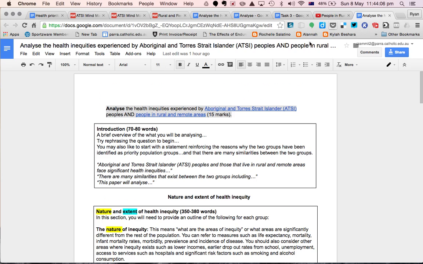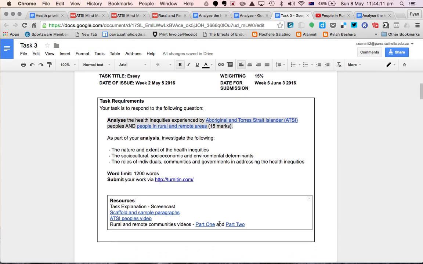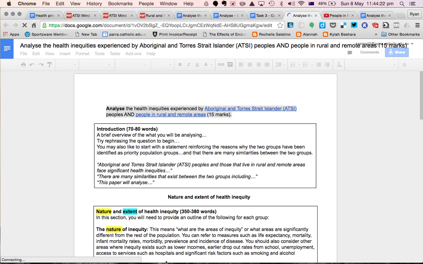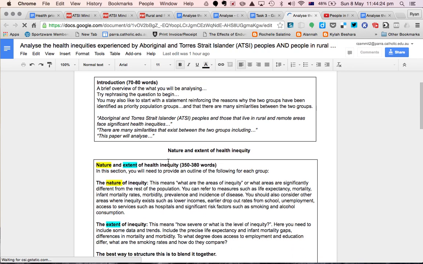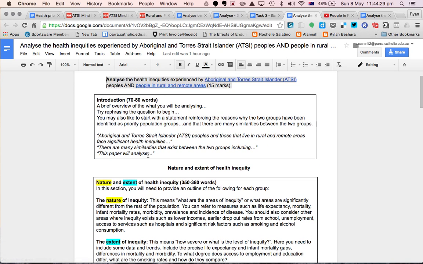You can see if I click on the task here where it says resources, I'm going to link the screencast into here when I'm done. And there's a little scaffold here. It's not really little, it's actually quite detailed, that details the question and provides a bit of an overview of what you can do in each section. So an introduction should be quite brief, just really restating or rephrasing the question and telling us what you're going to be including in your essay.